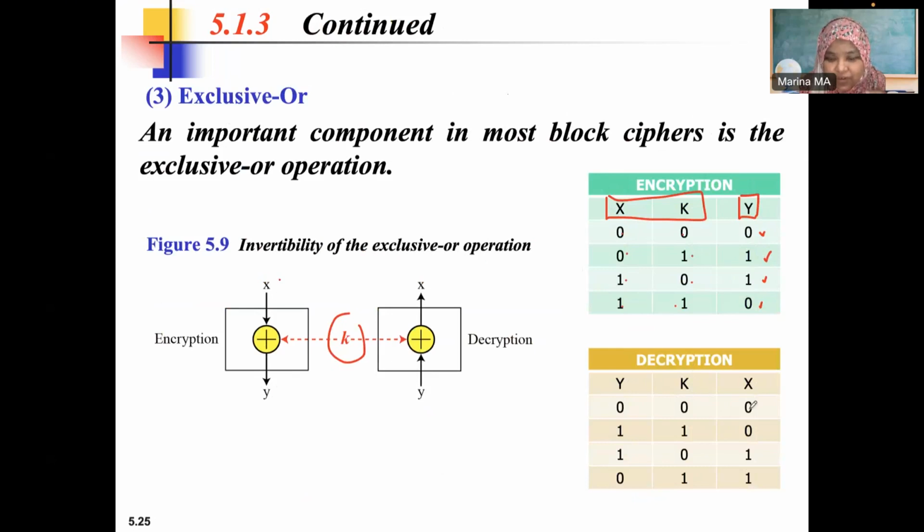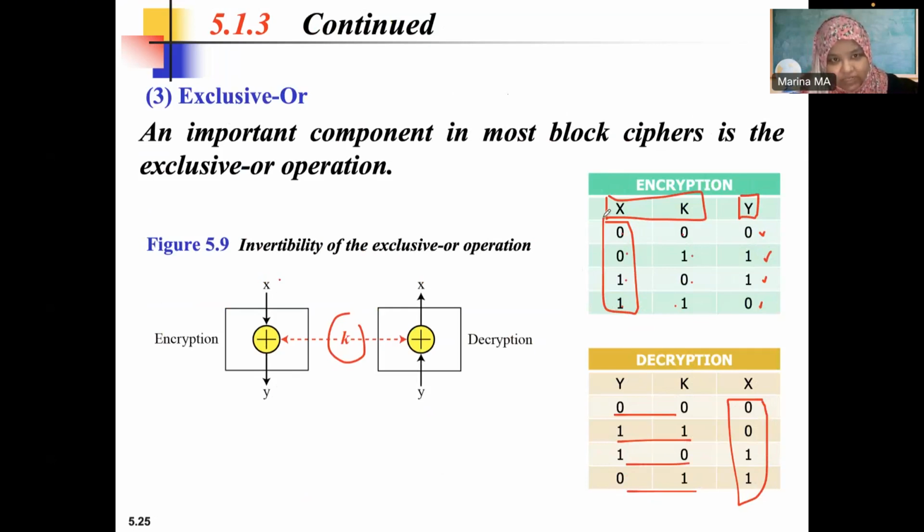So 0, 0: if they are the same, XOR says it is 0. If they are opposite, XOR says it is 1. I compare this. Do I get back my original text? Yes. So this proves that XOR is a great component where you can do encryption and decryption easily because it fits the criteria. You can invert it: the invertibility of the exclusive OR operation.